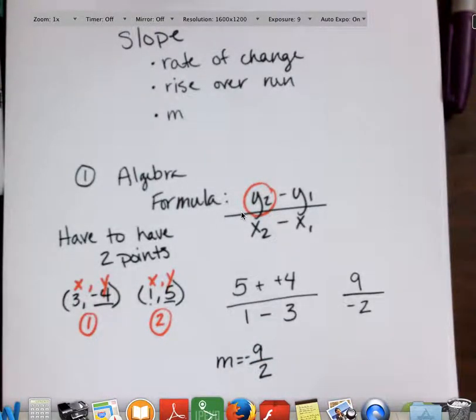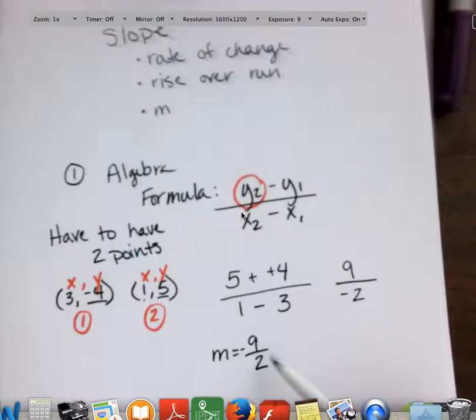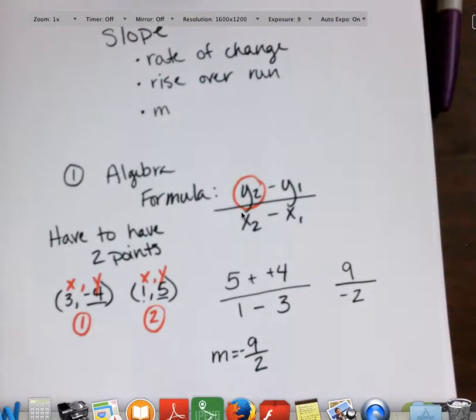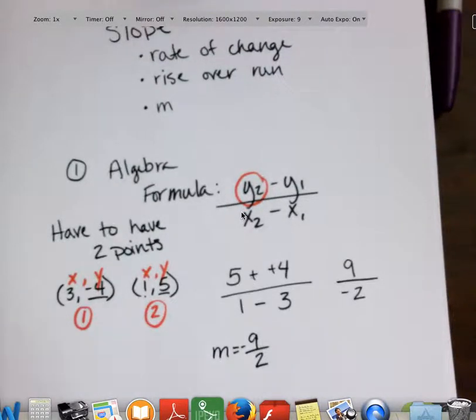And it doesn't matter where your negative sign comes. It could be on the bottom, it could be on the top, because remember, anything divided by a negative is going to be negative. So if we have a positive divided by negative, it's still negative. If I do -9 divided by +2, it's still a negative slope. Okay? So this is how to do it algebraically.